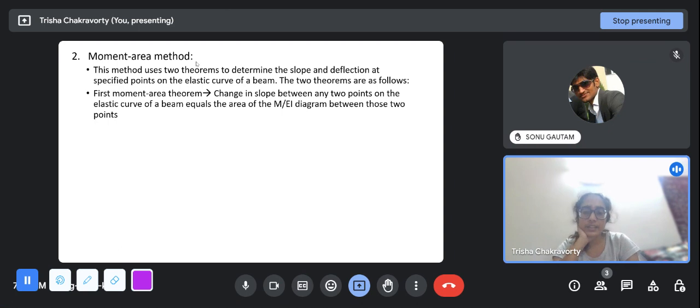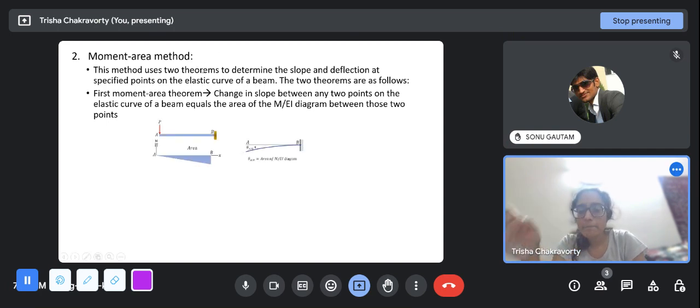The first moment area theorem states that the change in slope between any 2 points on the elastic curve of a beam equals the area of the M by EI diagram between those 2 points. This is what it says.